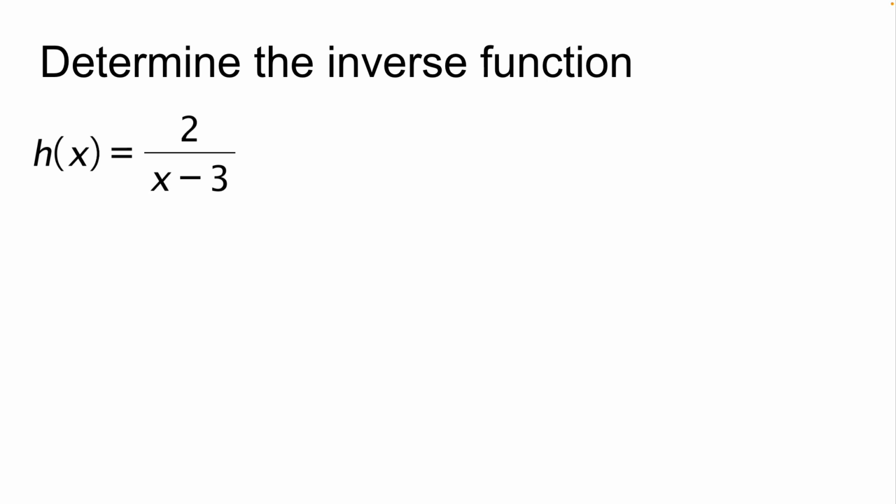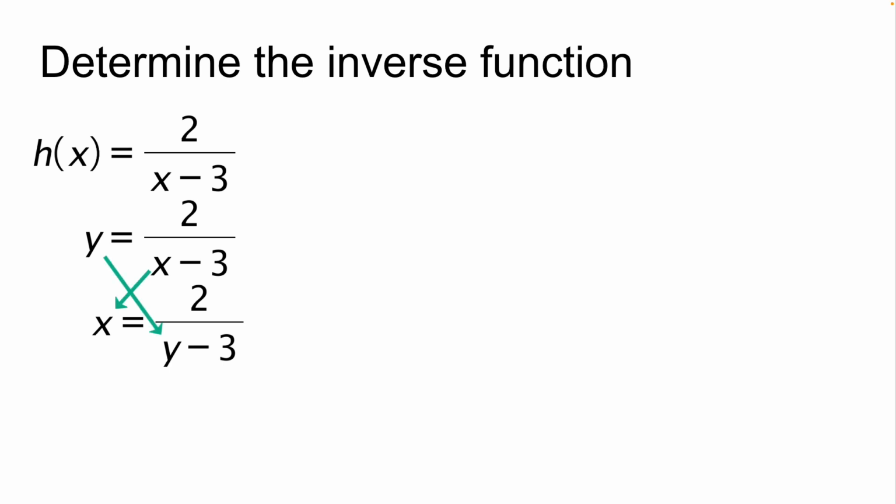The second step is to swap x and y. Well, y is not explicitly written here, but h of x and y are equivalent. So let's replace h of x with y. I would have y equals 2 divided by x minus 3. Now let's do the second step. Let's swap x and y in the functions. So I would have x equals 2 divided by the quantity y minus 3. And now our goal is to solve this function for y.